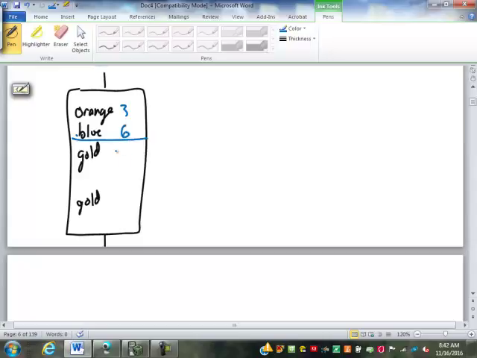6. Gold, in the third band, if it's in the fourth band, it's plus or minus 5%. But if it's in the third band, it's multiplied by 0.1, or times 0.1, you're right. I said plus, didn't I? That should be times 0.1. So 36 times 0.1 is 3.6. Then plus or minus gold would be 5%.